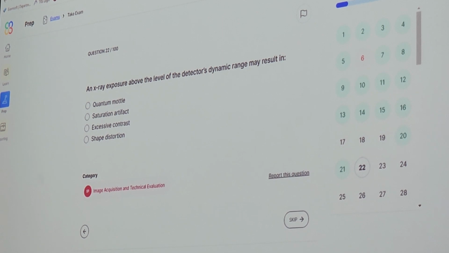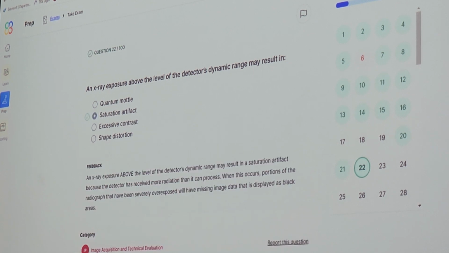Shamika, 22 here. In an X-ray exposure plot, the level of the detector's dynamic range may result in... Above the dynamic range: saturation artifact? If you're above the dynamic range, what does that mean about our exposure? Excessive, yes, overexposed. So that would be saturation. What if you're under the dynamic range? Quantum noise. Good, underexposed, quantum noise. Great job. You guys are nailing this.